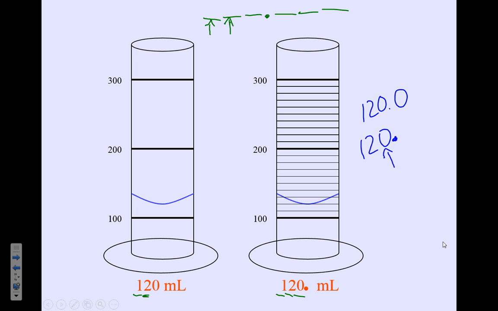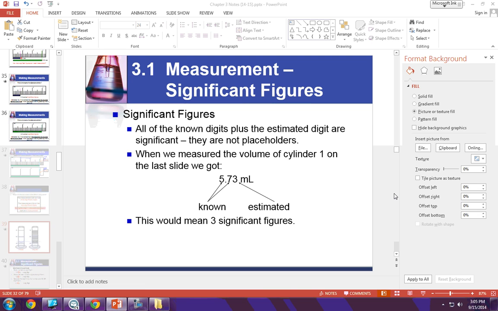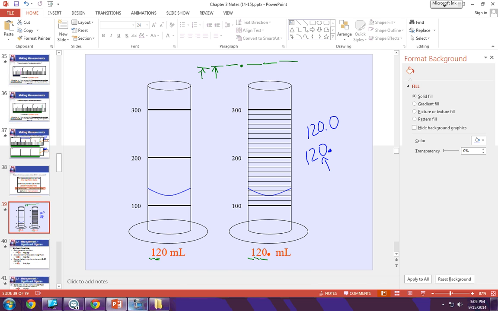Now, when you make the measurement, you know what you mean. You would understand that the one on the right had 3 significant digits and the one on the left only had 2. But when you're reading somebody else's measurement, we have to be very careful when we write zeros at the end of a number. And that ends our third day of notes.